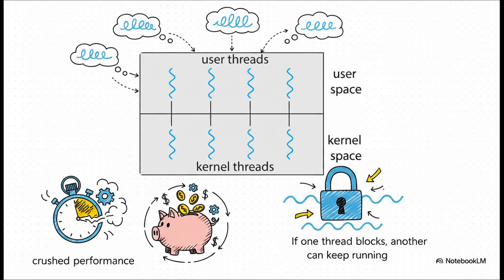To fix that freezing issue, OS developers moved to the one-to-one model. This is what modern Windows and Linux primarily use today. Every single time you create a user thread, it creates a dedicated kernel thread. This provides fantastic concurrency. If one thread blocks, another can just keep on running. But what's the catch? Kernel threads are expensive, like really expensive. They require a ton of memory and management overhead. If you create too many of them, you will absolutely crush the performance of your entire system.